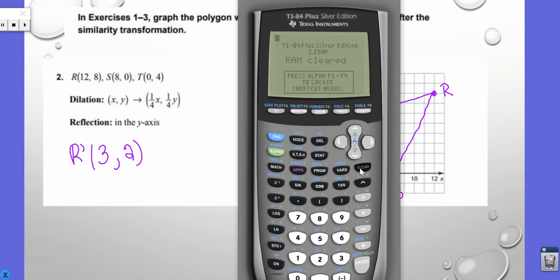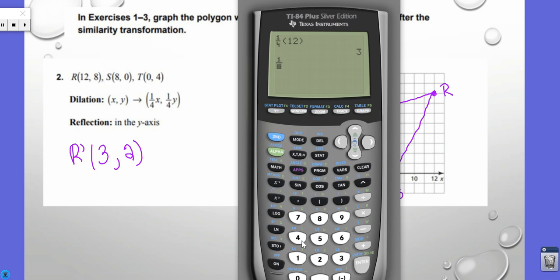If you have a fraction key on your calculator, push the fraction key. Other than that, you could do alpha, y equals, and enter. And then I'm going to put 1 over 4. And then that's going to be times 12 because x is 12. And that equals 3. And then you can do the same thing. Alpha, y equals, enter.